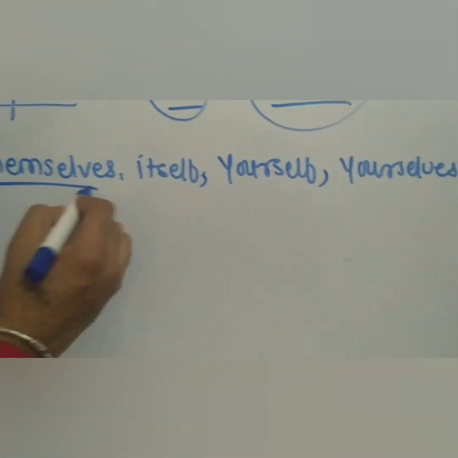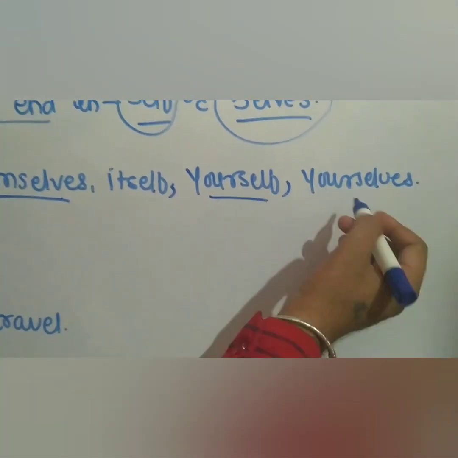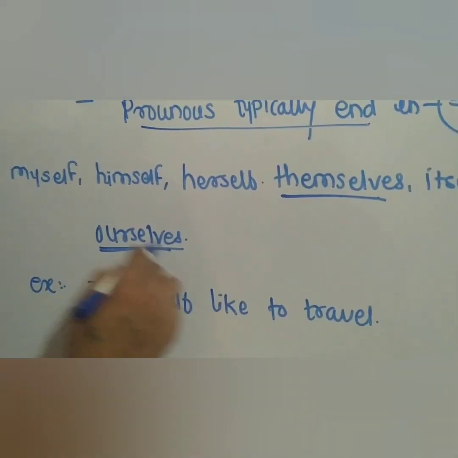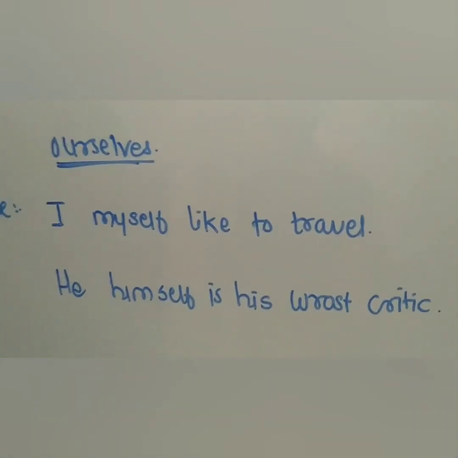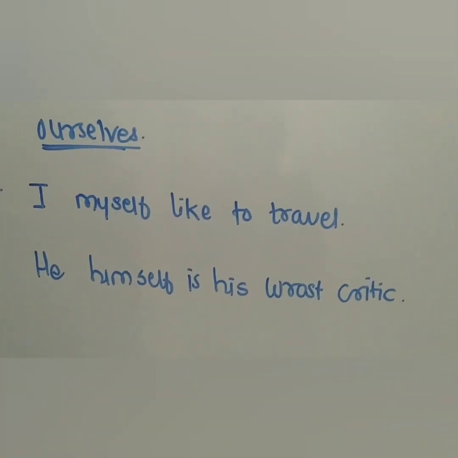Themselves indicates the plural form. Itself, yourself, yourselves. This also indicates the plural form, and ourselves also indicates the plural form. So an example is: I myself like to travel.